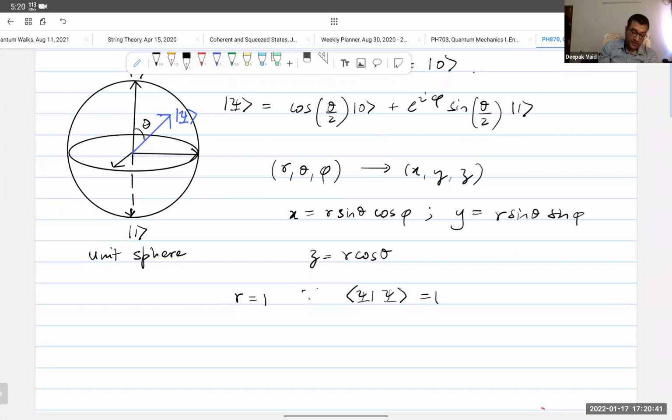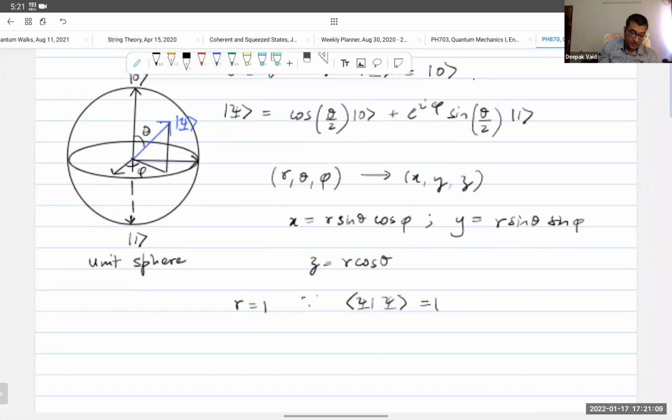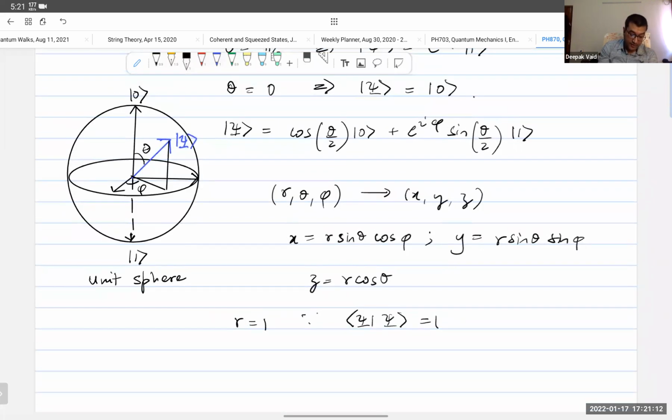And phi is the angle from the x-axis. If you drop a vertical line from here, and another line from here, then phi is this angle. Again, I'm using the wrong phi, curly phi. Okay, so all of you are familiar with this construction. One would write this as the quote unquote x-axis, for instance, this would be the y-axis, and this would be the z-axis.